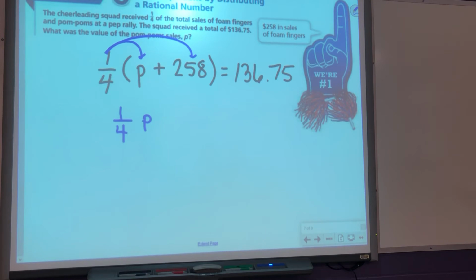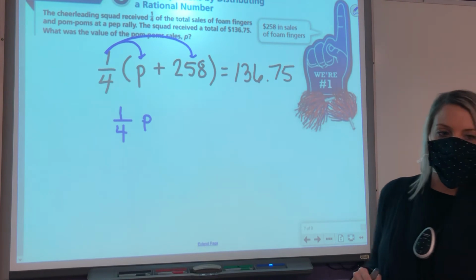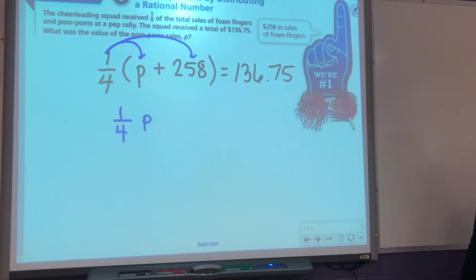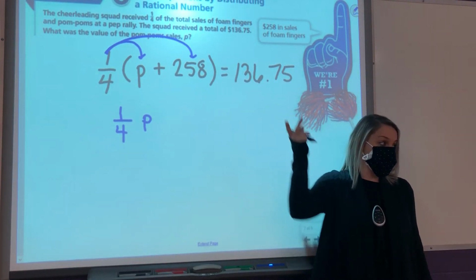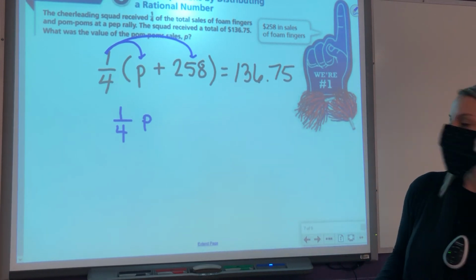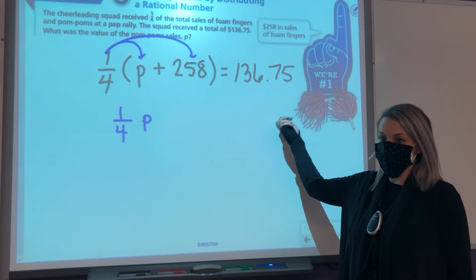So 258 times 1/4. Could you convert it into a decimal too? Yeah, absolutely. There are lots of ways you can do this. It might actually be easier because you already have a decimal over here, so converting it to a decimal might be easier.